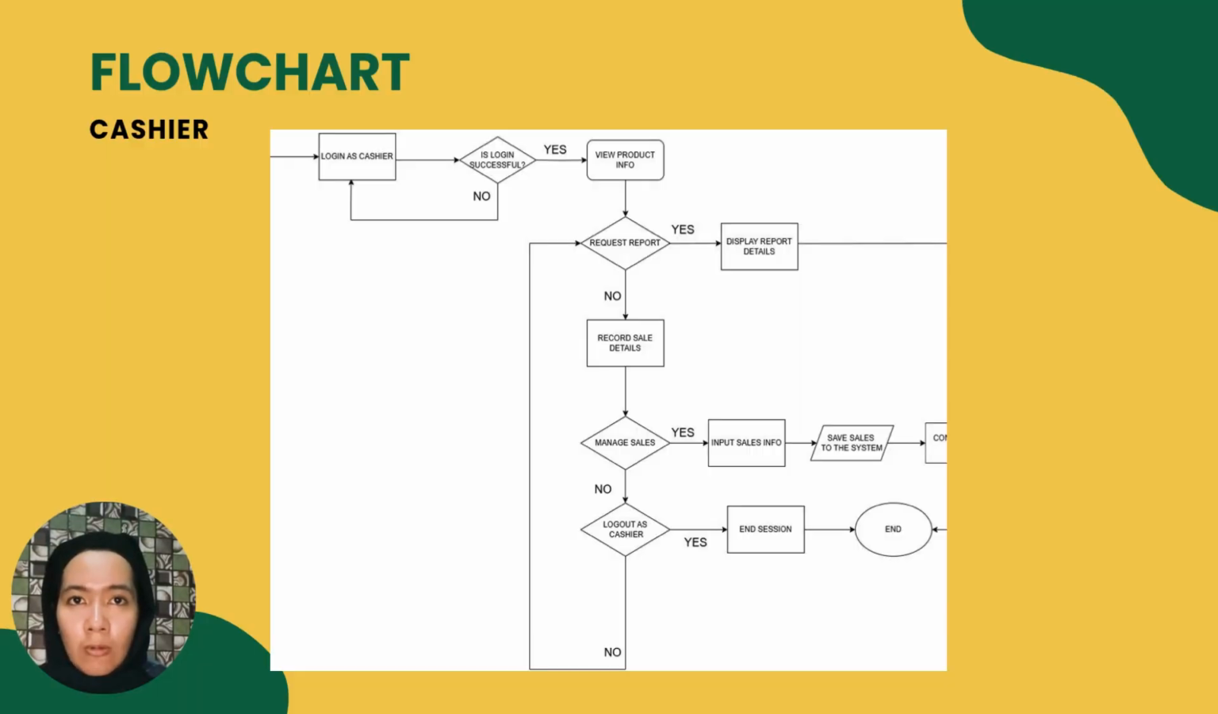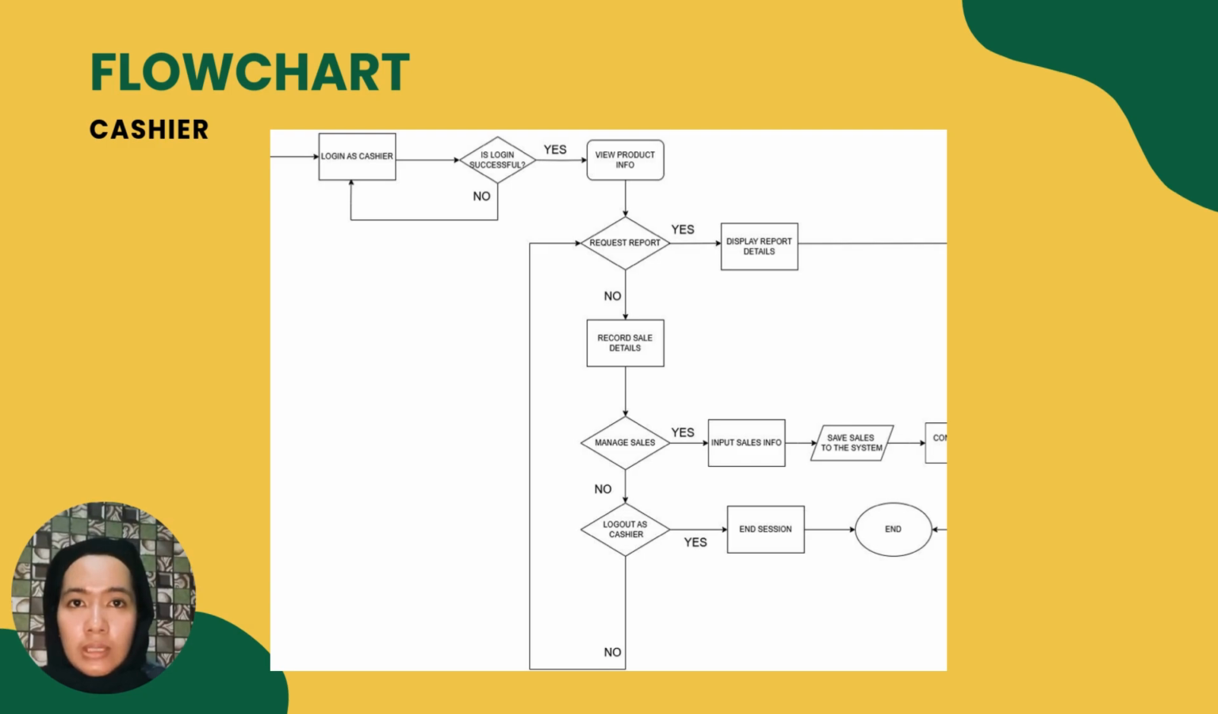This flowchart outlines the primary function and decision points a cashier will encounter within the system. The process starts when the cashier logs in. The system first validates their credential. If the login is unsuccessful, they are prompted to try again. Once successfully logged in, the cashier is presented with several options. They can choose to view product information, which is a quick way to check details without initiating a sale.